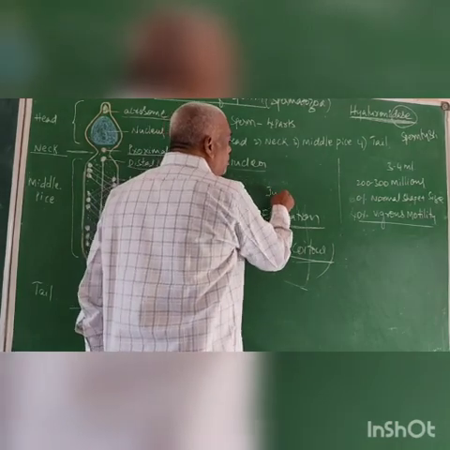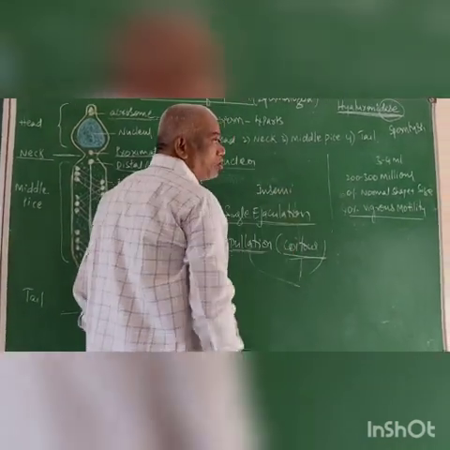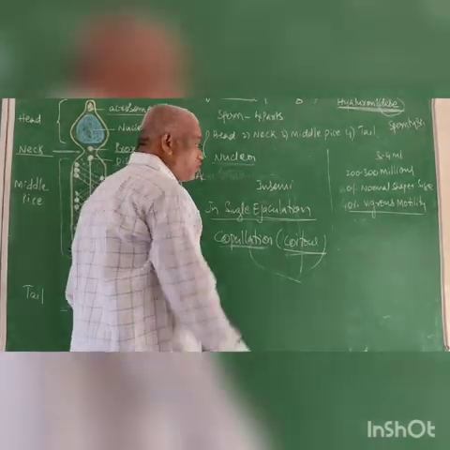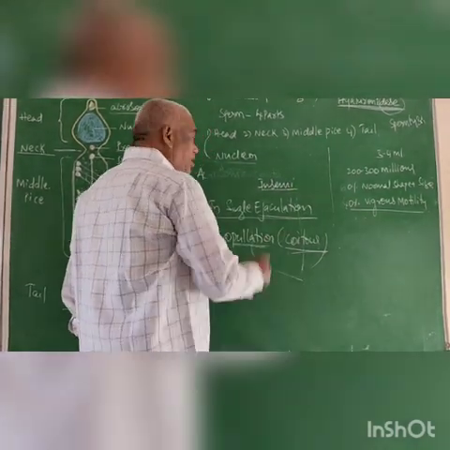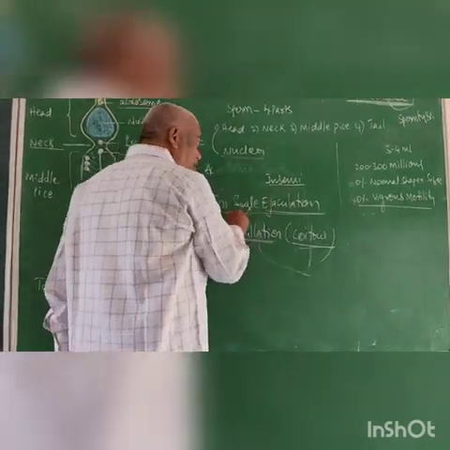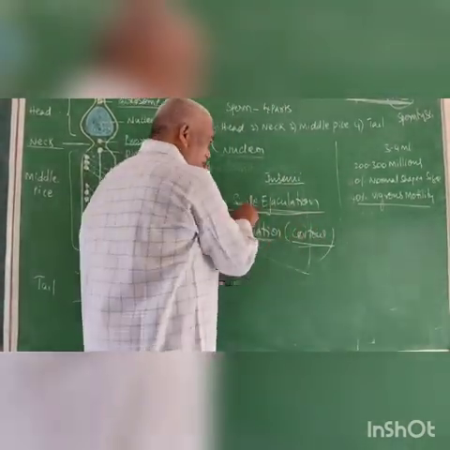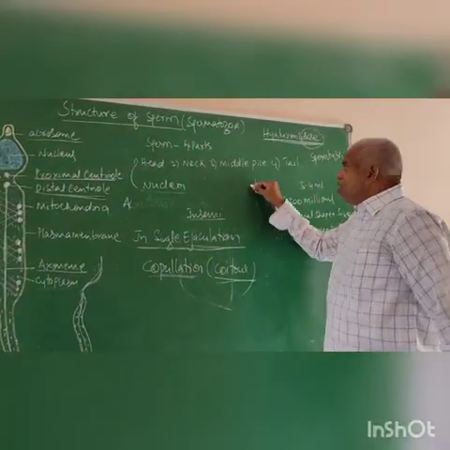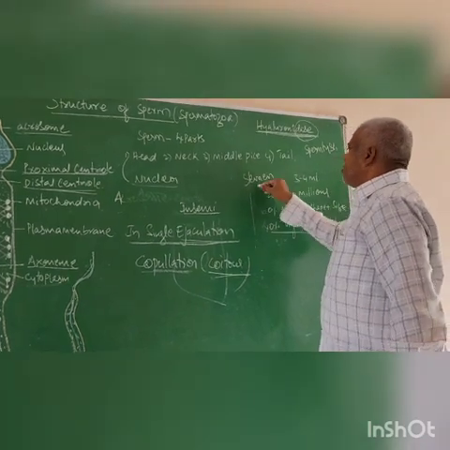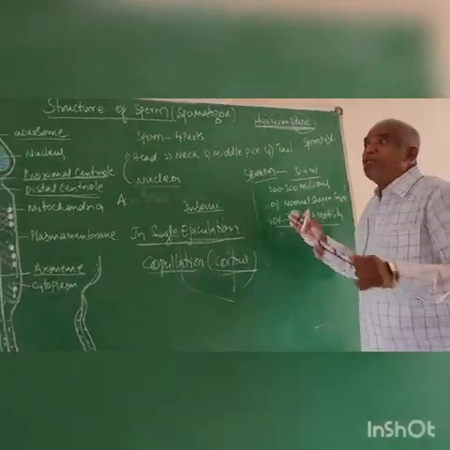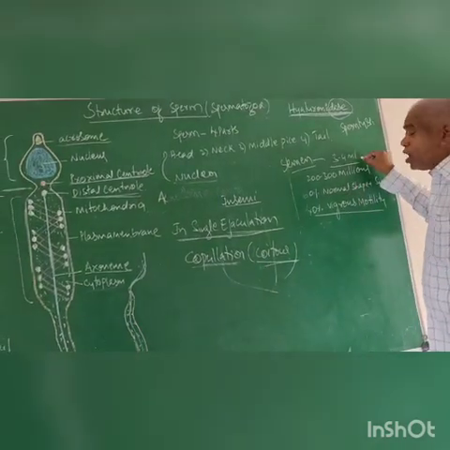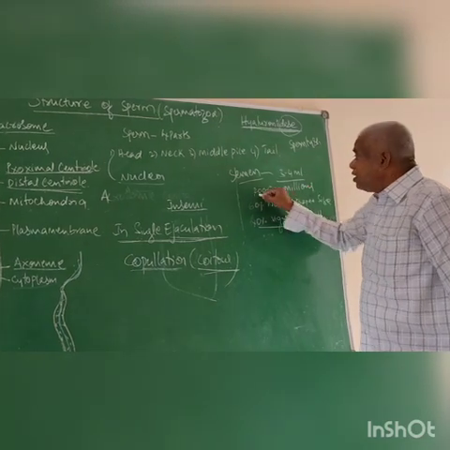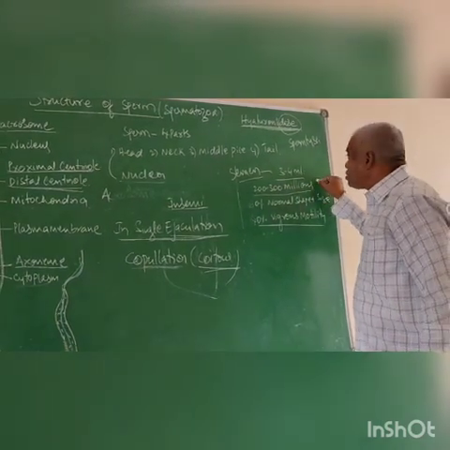Without copulation, there is no ejaculation. Ejaculation is nothing but insemination. What is insemination? The process of releasing semen into the female body through the penis is called insemination. In a single ejaculation, the male releases semen of 3 to 4 ml quantity. This quantity contains 200 to 300 million sperm.